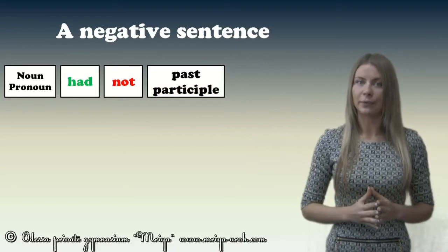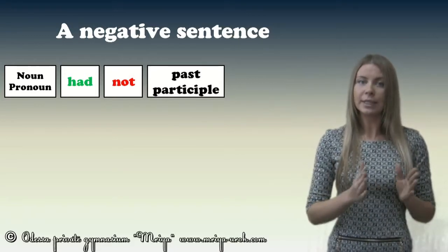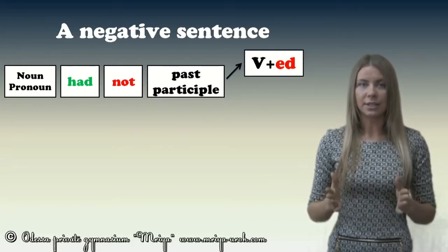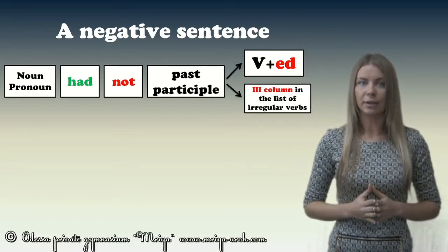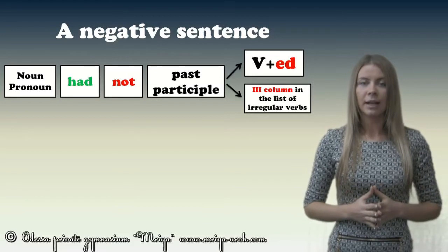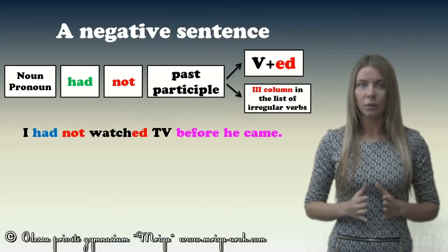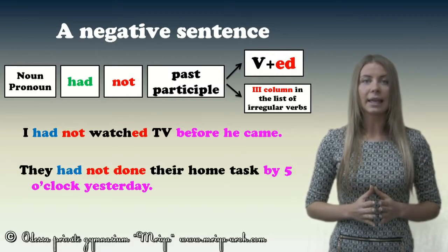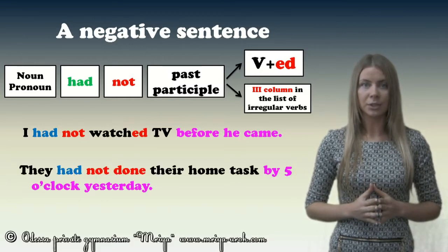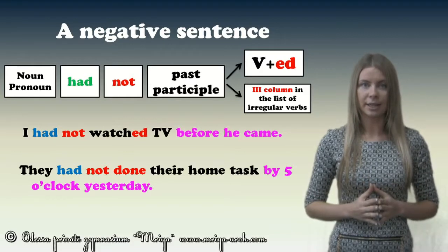Again, if you have a regular verb, you put ed ending to it. If it is irregular, you have to look at the third column in the list of irregular verbs. For example, I had not watched TV before he came. They had not done their home task by 5 o'clock yesterday.